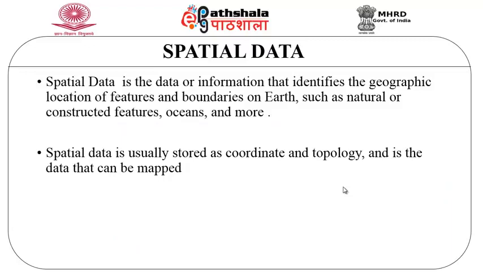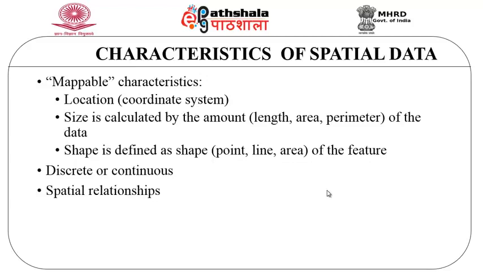Spatial data is the data or information that identifies the geographic location of features and boundaries on earth, such as natural or constructed features, which may be oceans or any other such kind of data. This spatial data is usually stored in the coordinate form and topological form, and is the data that can also be easily mapped. So there are various characteristics of this kind of spatial data.